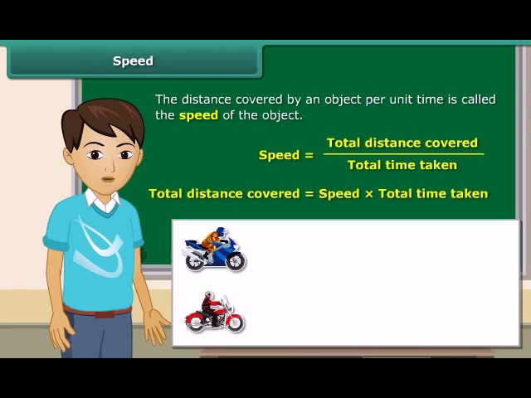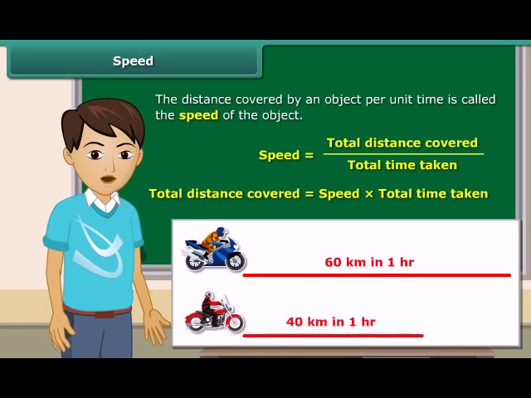Suppose your brother claims that his motorbike is faster than his friend's. His friend denies. You know that your brother's motorbike covers a distance of 60 kilometers in an hour, whereas his friend's bike covers 40 kilometers in 1 hour. Let us now check the claims of your brother and his friend. The speed of your brother's bike is 60 kilometers per hour, and that of his friend's bike is 40 kilometers per hour. Your brother's bike is certainly faster than his friend's because its speed is greater.